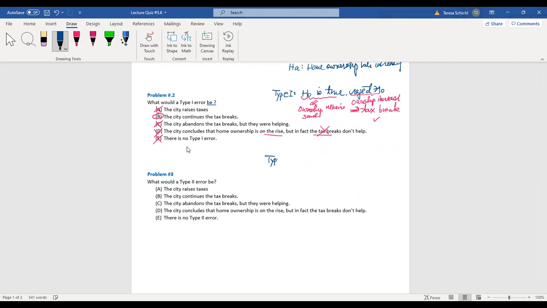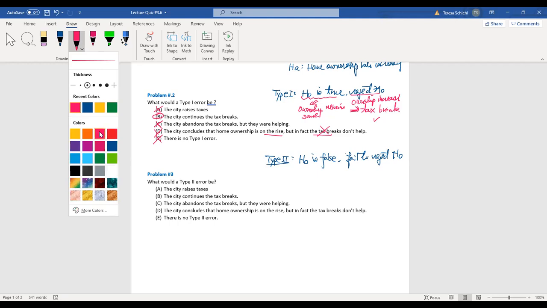So first things here, in order not to get confused, let's try to write out the type 2 error. Type 2 error is H0 is false. Then what do we do here? We fail to reject H0. Okay, so we fail to reject H0 here. So now the next thing, we need to write out what that means in statements here, right?